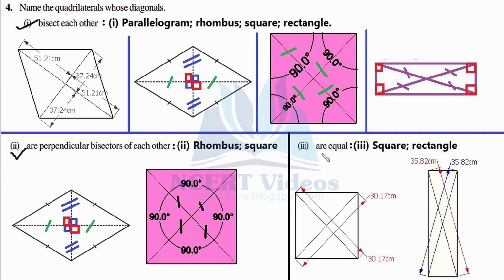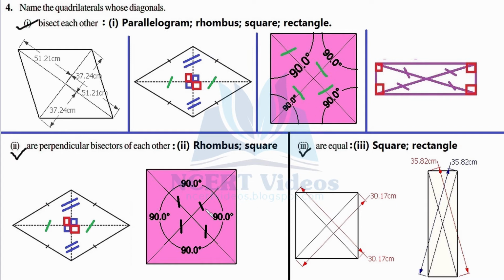Moving on to the third part, it says we have to name the quadrilaterals whose diagonals are equal. We just told you here and here. So the same figure has been represented over here. This is square and this is rectangle. In our example, each diagonal measures 30.17 centimeter. Again, 30.17 centimeter in case of a square. So it follows the condition that diagonals are equal. Again, we took an example of rectangle whose diagonals measure 35.82 centimeter, this one, and this diagonal also 35.82 centimeter. So with this, the third part is also solved.